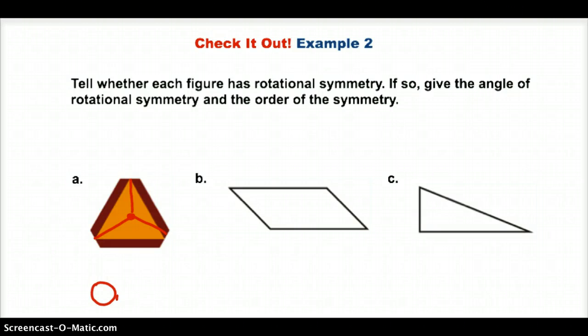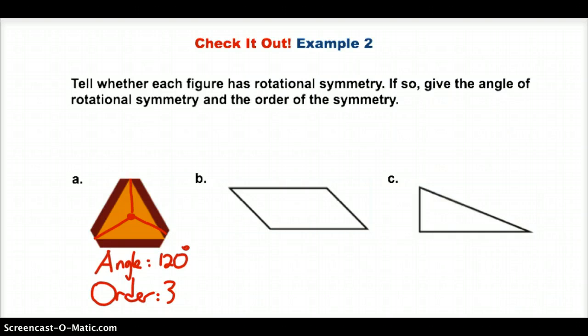So I'm going to start this one differently. I'm going to say my order is 3. And I know that the product of my order and my angle has to be 360 degrees, so that must mean that my angle here would be 120 degrees.